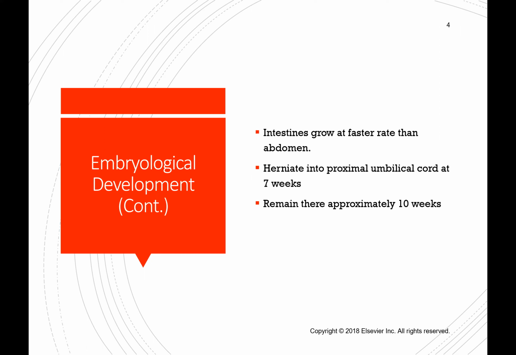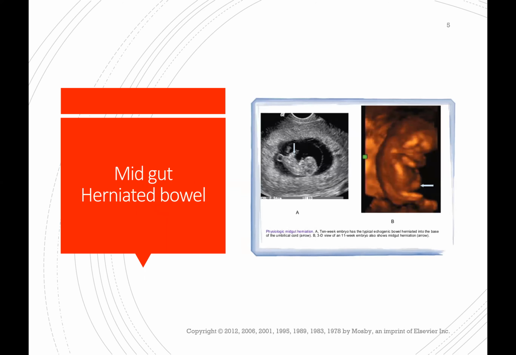I've talked about this a little bit before, but around 7 to 10 weeks, when the baby's in their first trimester, the intestines grow faster than the abdomen. So as the abdomen expands, the intestines herniate out, and this is a normal thing. It's called midgut herniation, and it usually is between 7 and 10 weeks of gestation. And in a normal pregnancy, the bowel goes back into the fetus around 10 weeks.